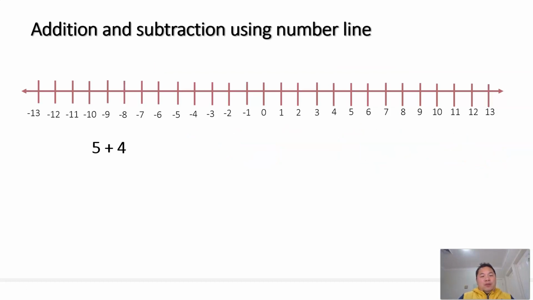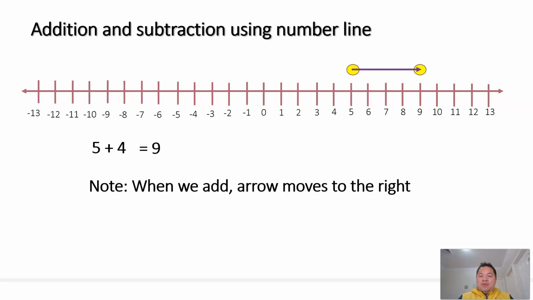Oh, 5 plus 4. Something that's very familiar. But let's use the number line to represent it. Look at 5. If I need to add 4, the value gets bigger, so I must go to the right hand side. Move 4 steps. That's how I get 9 as the answer. Easy to understand? Let's move on. Okay, so when we add, the arrow moves to the right. So again, there's a principle that I've been emphasizing, isn't it?